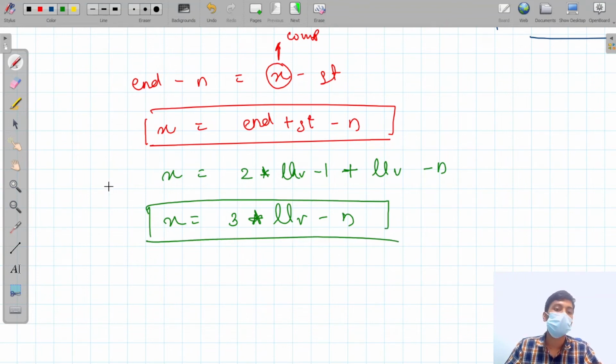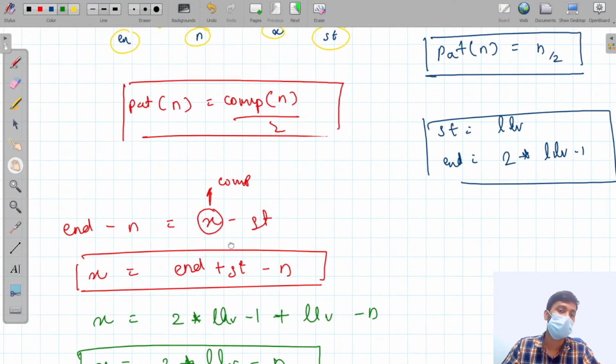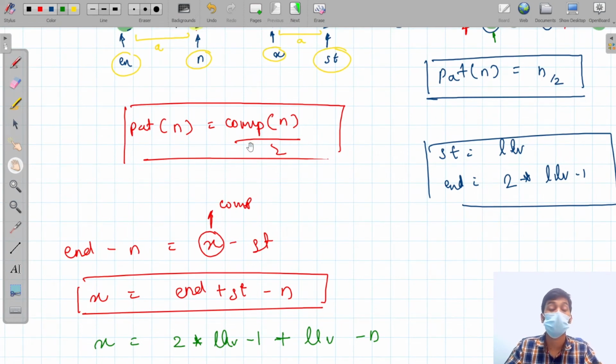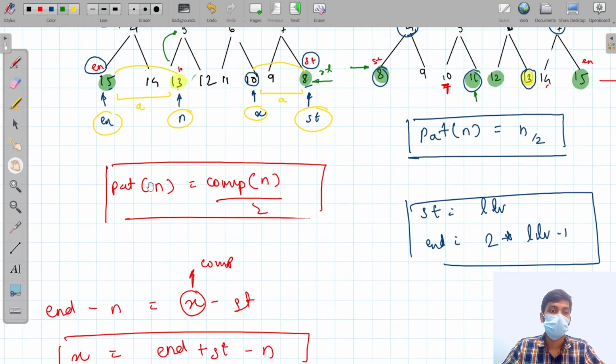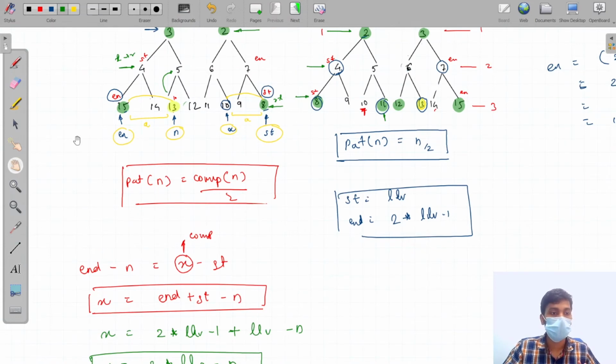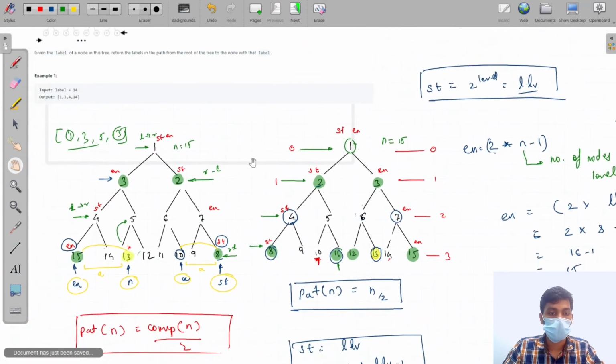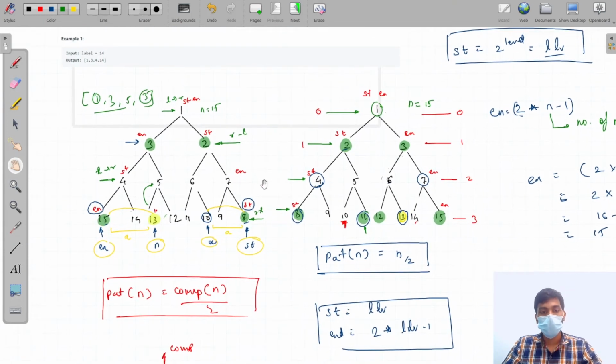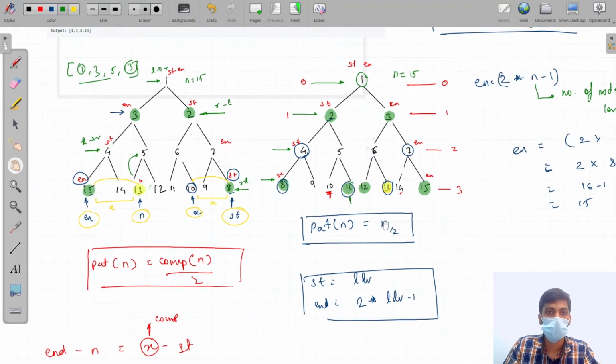So with this formula we will be able to get the complement, and what we have to do after that? We have to just divide this complement by 2 to get the parent of n. So in short, what was the whole story? What did we actually do? I'll just go through it quickly. First, we created this normal general tree. We derived a formula to find the pattern, to find the parent of the given n. That was nothing but n by 2.